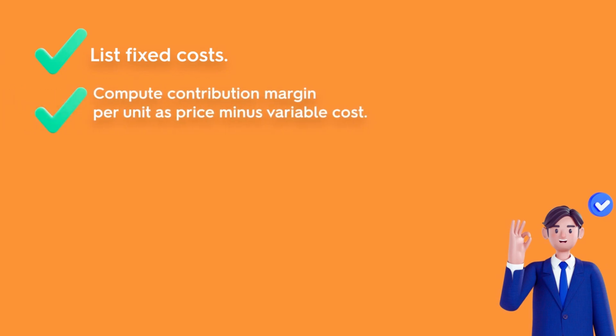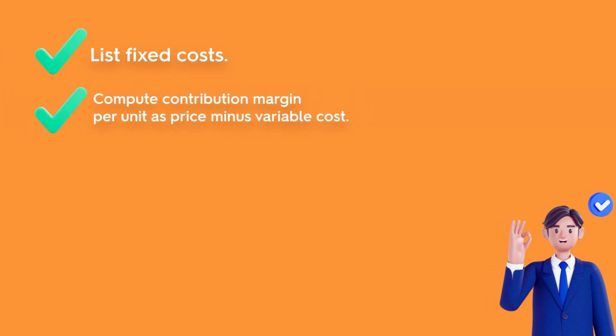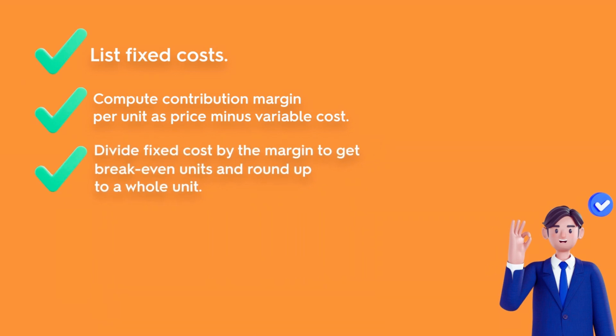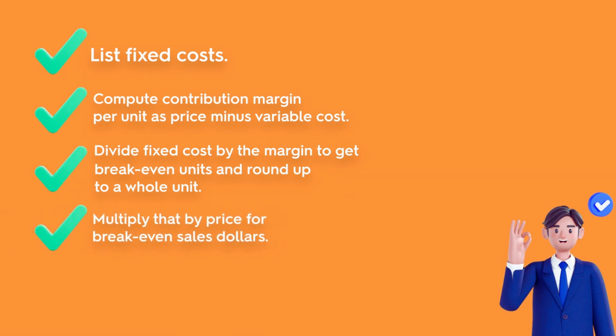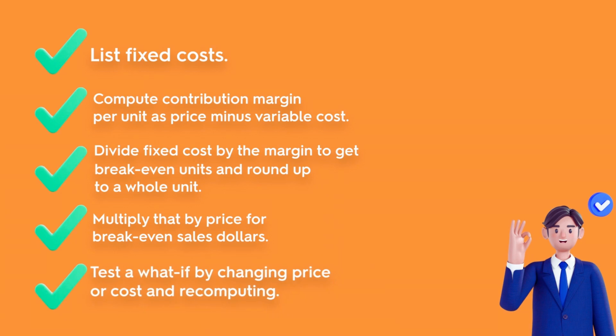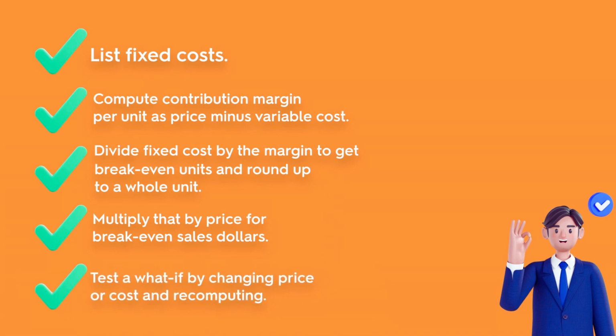Let's go through this together. First, list fixed costs. Second, compute contribution margin per unit as price minus variable cost. Third, divide fixed cost by the margin to get break-even units and round up to a whole unit. Fourth, multiply that by price for break-even sales dollars. And fifth, test a what if by changing price or cost and recomputing.